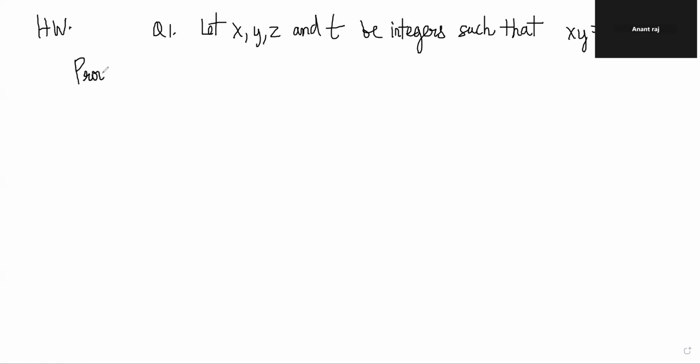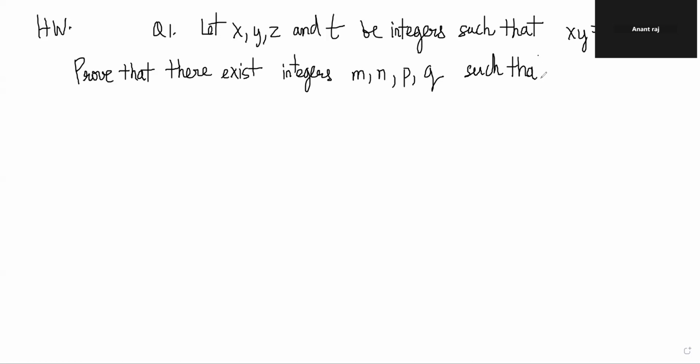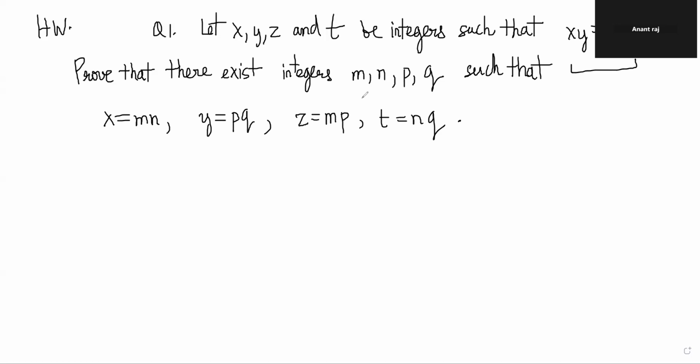Prove that there exist integers m, n, p, q such that x is equal to mn, y is equal to pq, z is equal to mp, and t is equal to nq. We have to prove this, okay? Whenever this is equal, then we can always find integers which will be like this.